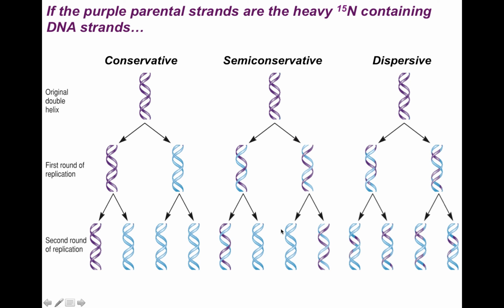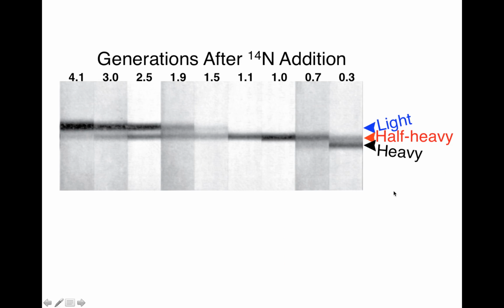To do that, you would need to go to a second round of DNA replication. Then you would see a distinction between the 2 models. The results predict that if you see a half-heavy band and a light band, that is consistent with the semi-conservative. However, if it was the dispersive model, you would only see one band of DNA, which was lighter than this band of DNA. This is the results they got.